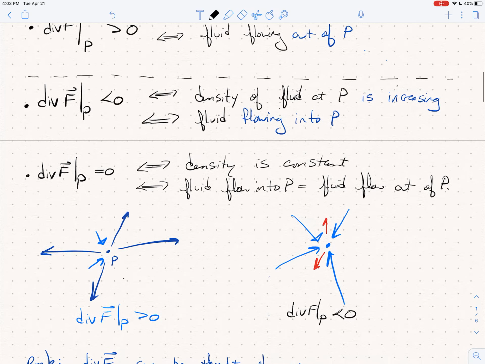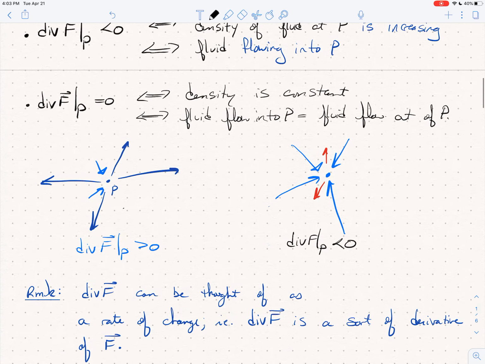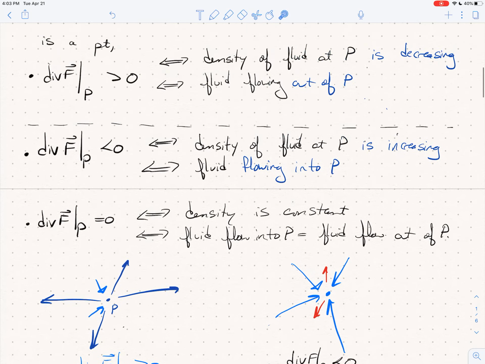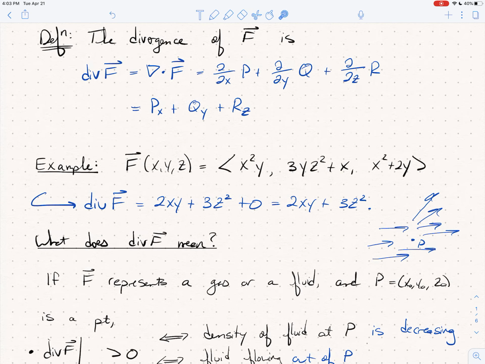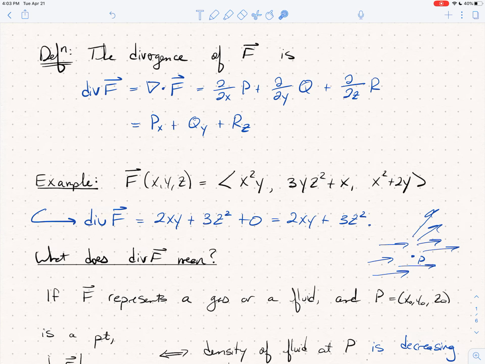So that's the situation. One more comment on this. You can think about the divergence of a vector field as a rate of change. It's capturing the rate of change of the density of your fluid at a certain point. So I want you to think about, in general, the divergence is a type of derivative of the vector field. And it's really important that we realize that when you take the divergence of a vector field, its divergence is a scalar function. Make sure that's clear. The divergence of a vector field is a scalar function.